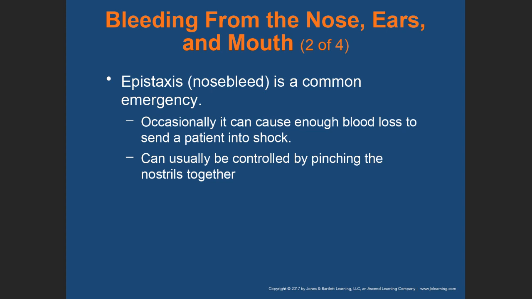Occasionally, it can cause enough blood loss to send a patient into shock. That's not something you will see commonly occur. It can usually be controlled by pinching the nostrils together and having the patient lean forward. So don't have them lean the head back. If they're leaning their head back, the blood is going to end up in the patient's ear passage. If pinching the nose and leaning forward is not stopping the nosebleed, you can wrap an ice pack in paper towel and put it on the forehead to constrict the blood vessels.